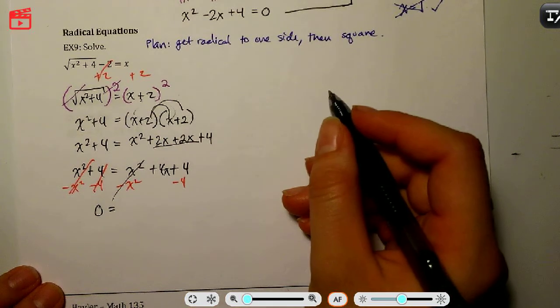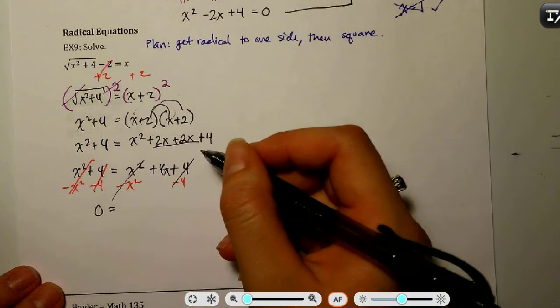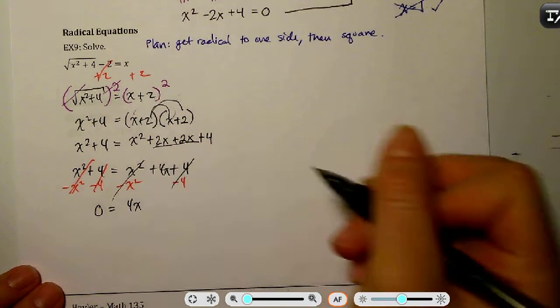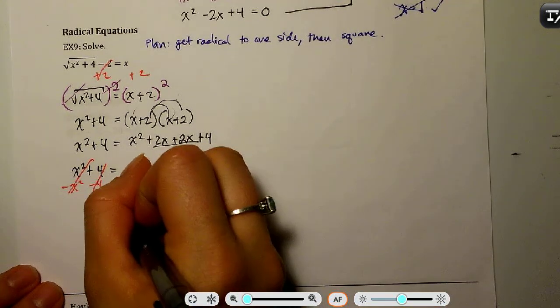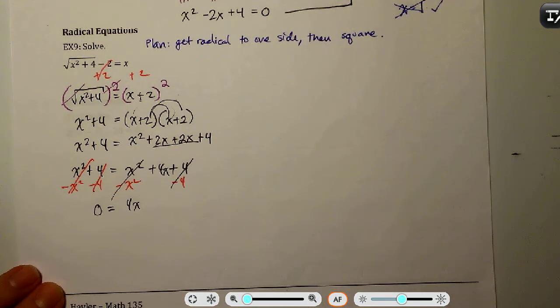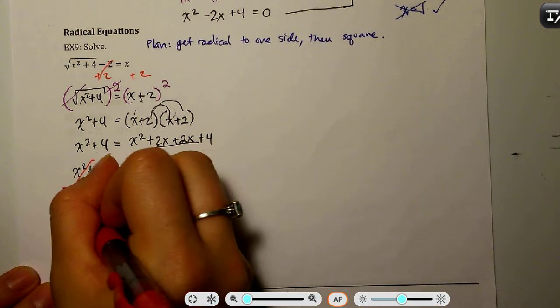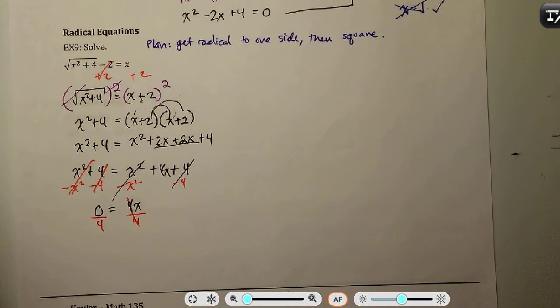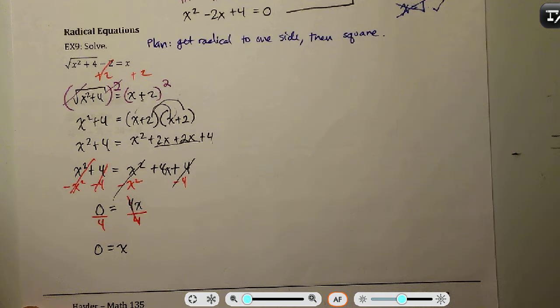My quadratics canceled out. And these guys canceled out. So I'm just left with 4x. Huh. Well, now I have a linear equation. So the plan is to get x by itself. So let's get x by itself by dividing by 4, dividing by 4. 0 divided by any number is going to be 0. 0 equals x. Okay, we're almost done.